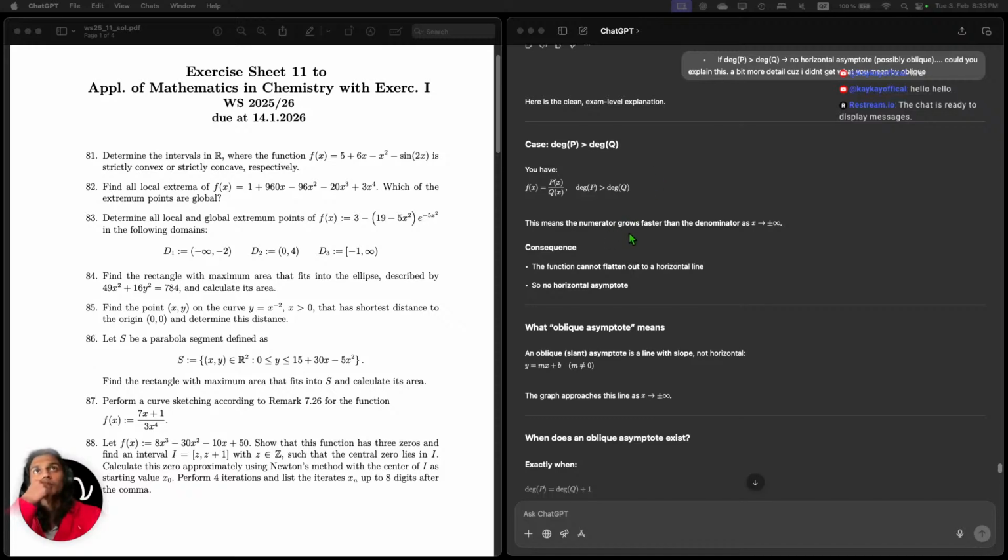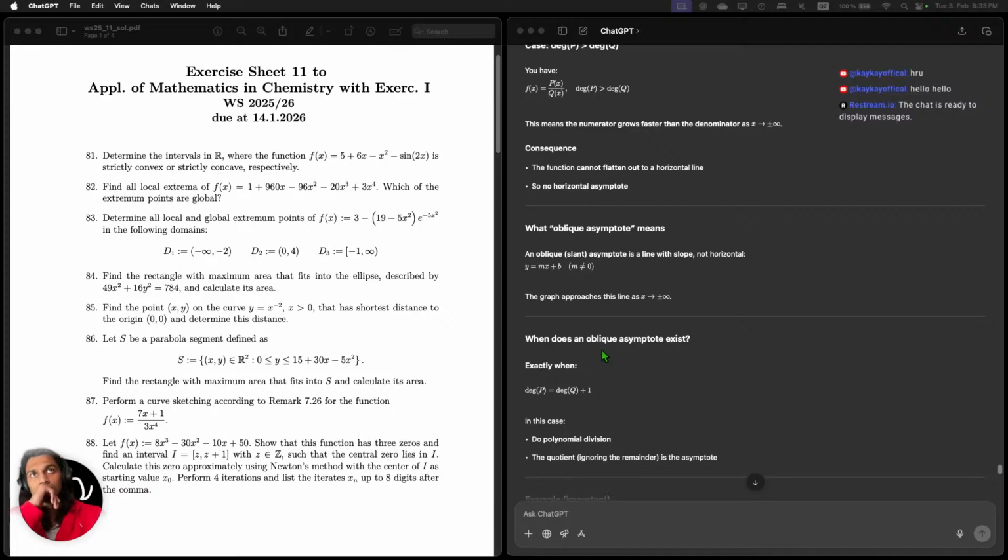This means the numerator grows faster than the denominator. The function cannot flatten out to a horizontal line, so there is no horizontal asymptote. Oblique asymptote means... let's look up oblique asymptotes to focus on that.